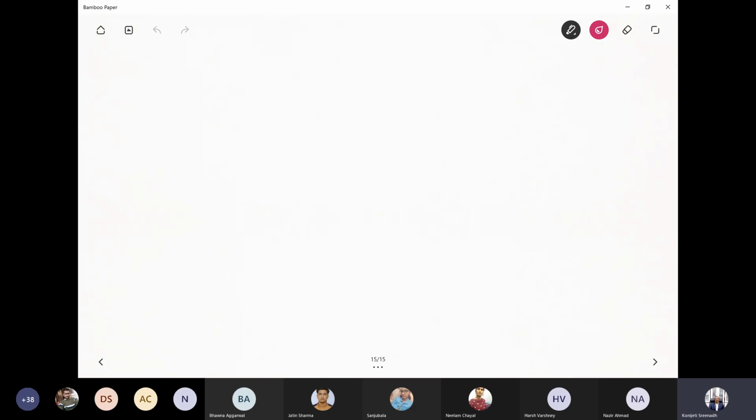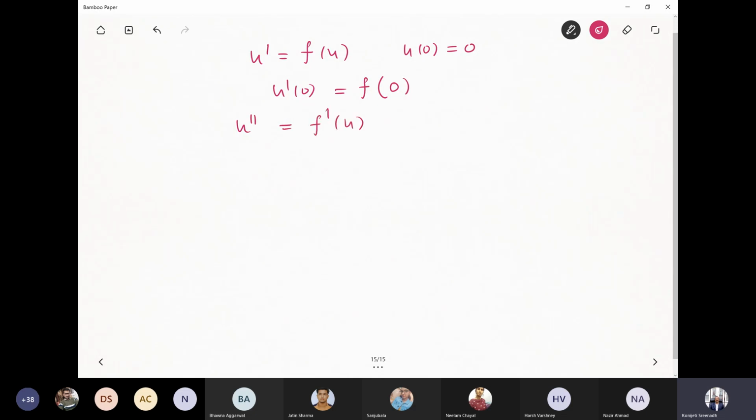So how is this done? Let us try to observe what are the coefficients that we have. u prime equals f of u, and u at 0 is 0. When I differentiate this, it gives u prime 0, which is nothing but f of u at 0, which is f at 0. Right. Similarly, now write what is u double prime. This is going to be f prime of u into u prime. So at 0, this is f prime at 0 into u prime 0, which is f at 0.